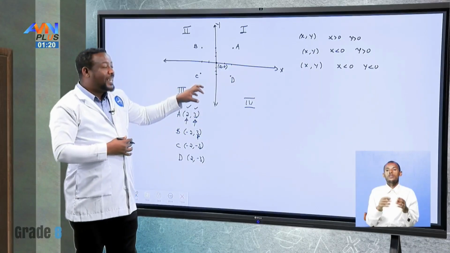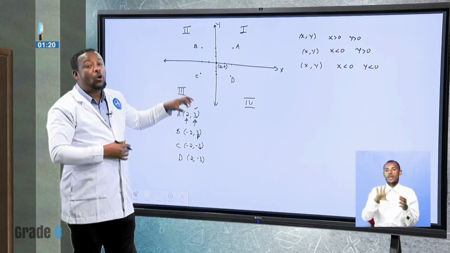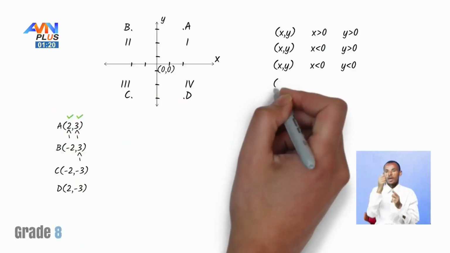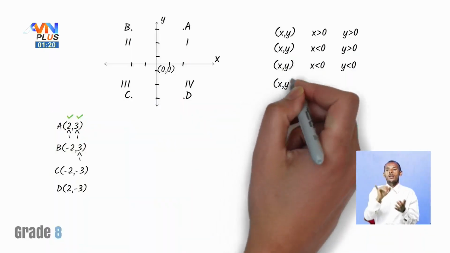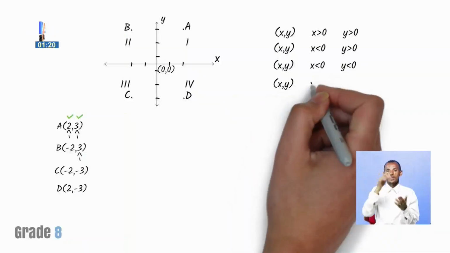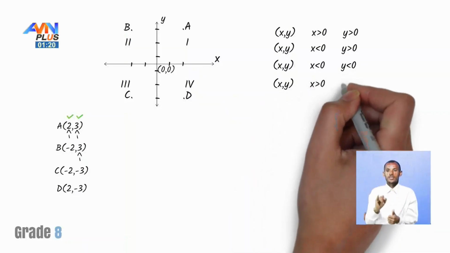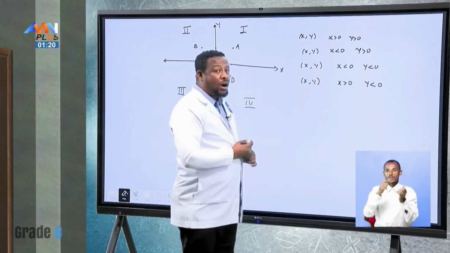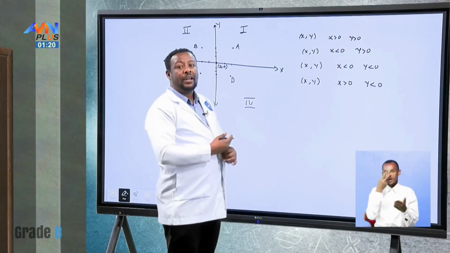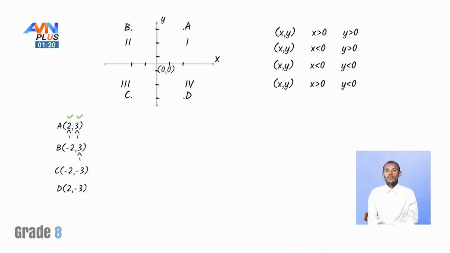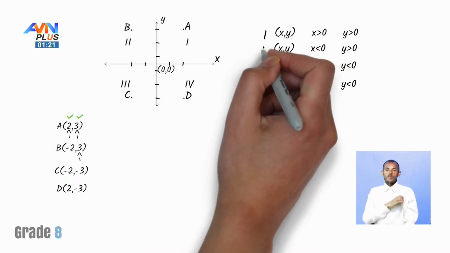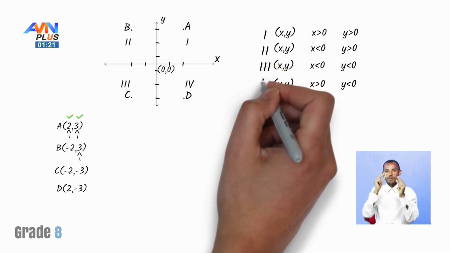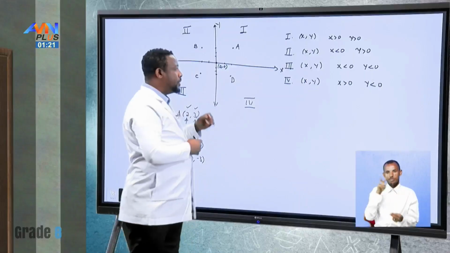So this point D is a point in the fourth quadrant. Generally speaking, any point (x, y) in the fourth quadrant possesses this property: the first entry is positive and the second entry is negative. These are all the things that we have seen in our previous lesson, okay? This is the characteristic of a point in the first quadrant. This is the second quadrant. This is the third. This one is the fourth quadrant, right?